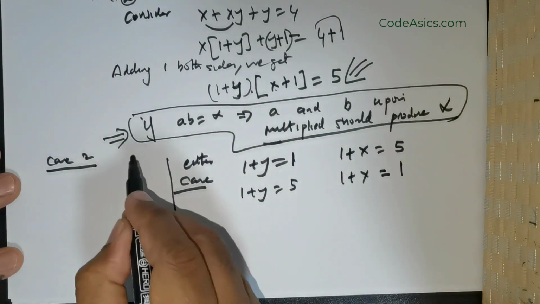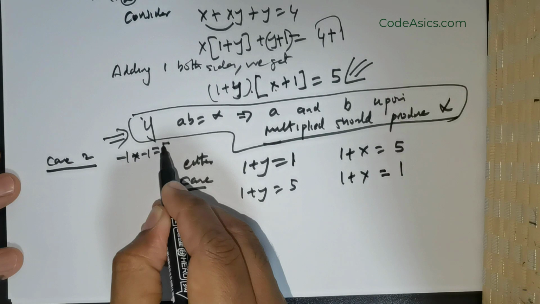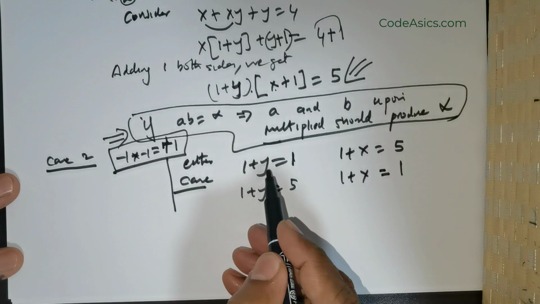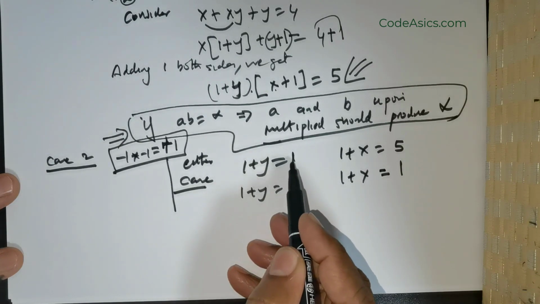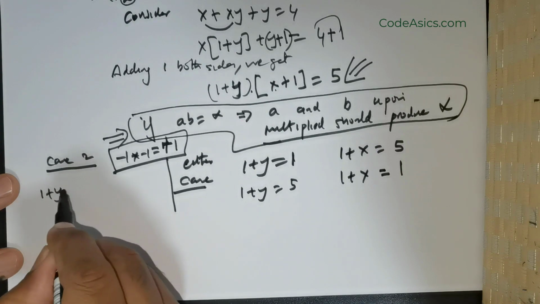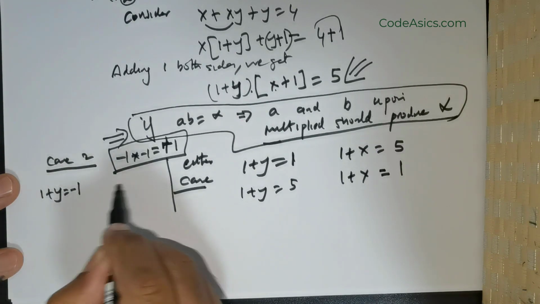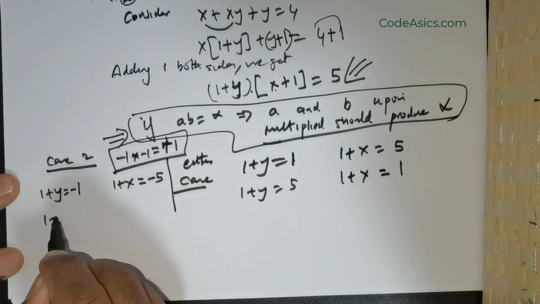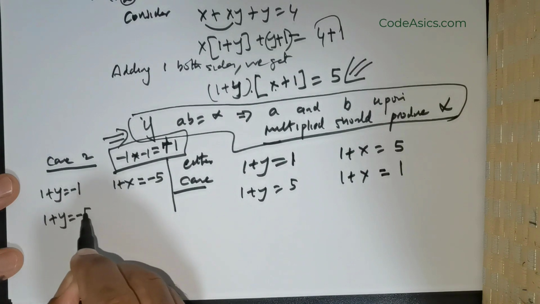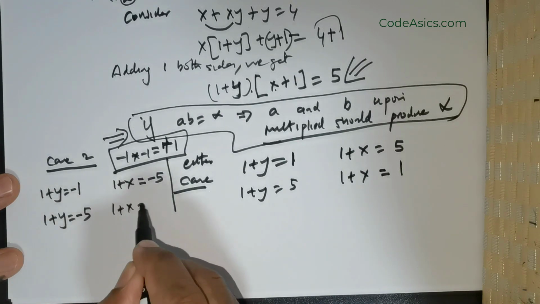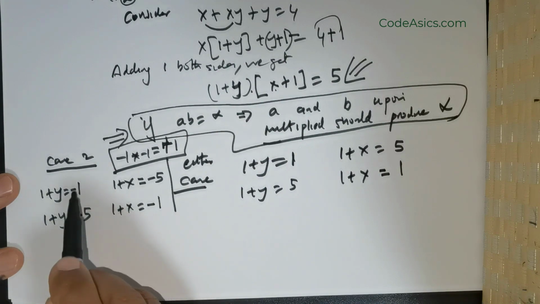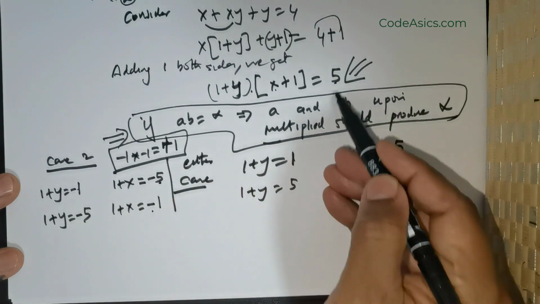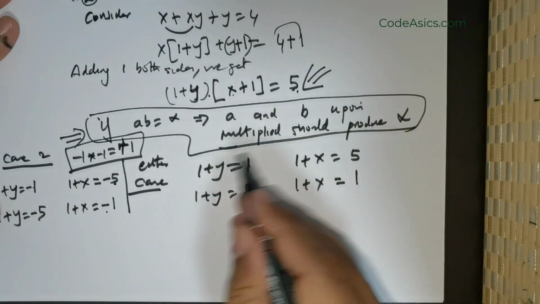Now we know that negative 1 multiplied with negative 1 will give us a positive 1, right? So that would mean it is not necessary that 1 + y should always be equal to 1. It can also take the value of 1 + y being equal to negative 1. In that case, 1 + x should be negative 5. Conversely, if 1 + y takes the value negative 5, then 1 + x should take the value negative 1. For the fact negative 1 times negative 5 would give us 5, negative 5 times negative 1 would give us 5.